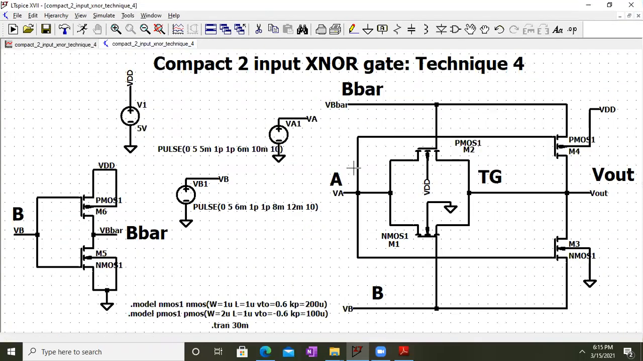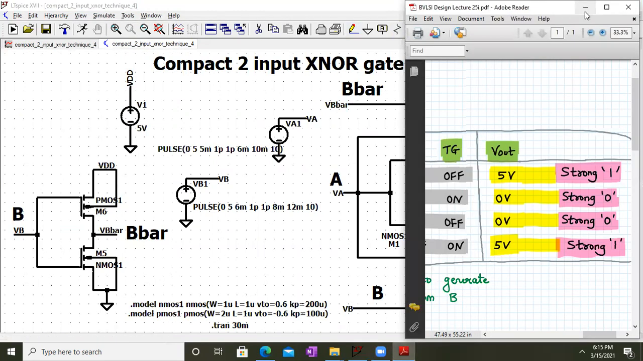So hence we have verified that indeed the circuit over here in front of the screen is working as a compact 2-input XNOR gate with a very good voltage output swing. In fact, full swing output we are getting, but additionally we require 2 more extra transistors. So the total transistor count over here is 6. Let us go back to the PDF.